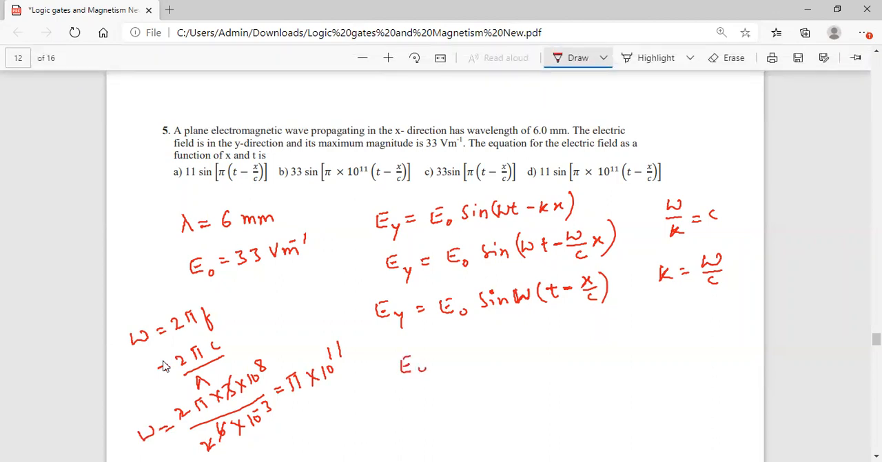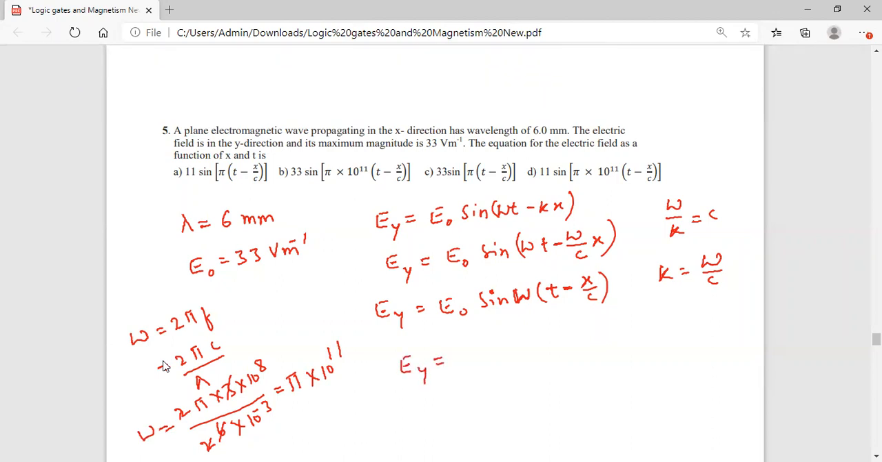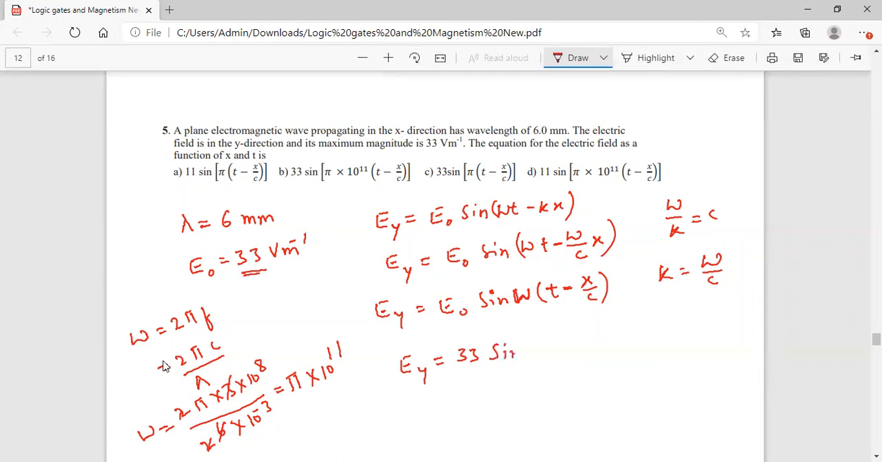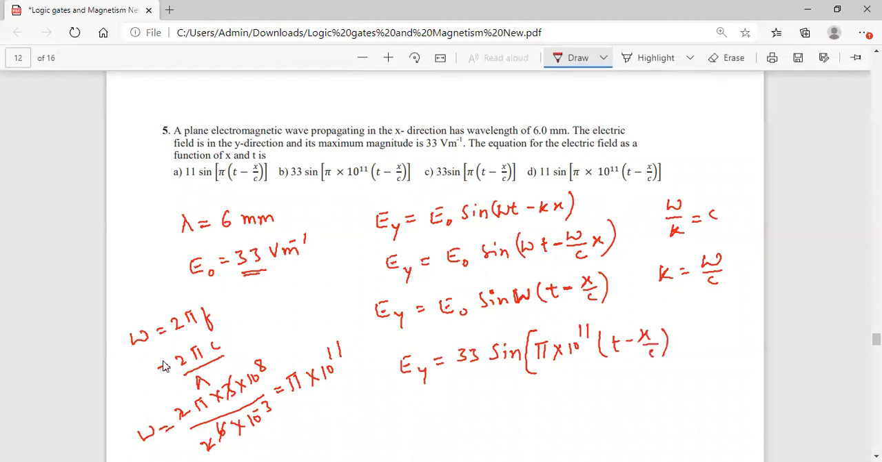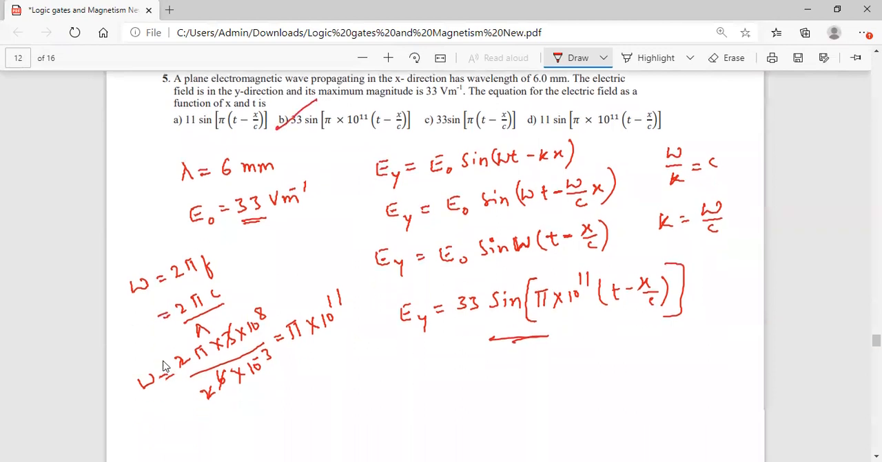Then Ey is equal to E naught. E naught is given as 33. So Ey is 33 sine of pi into 10 to the power of 11 times (t minus x by c). This is the equation. So 33 sine of pi into 10 to the power of 11 (t minus x by c). Option B is the correct answer.